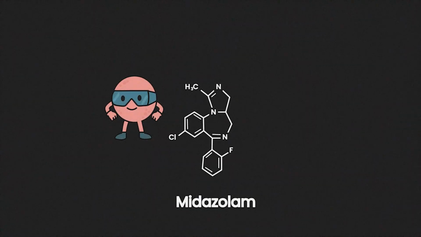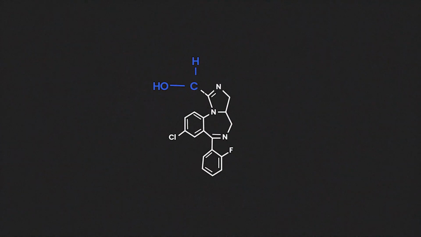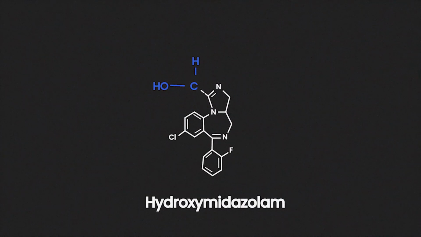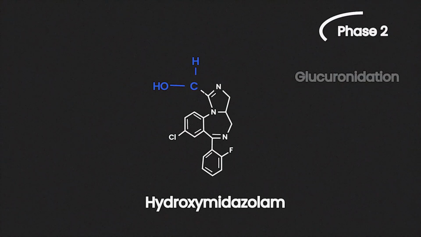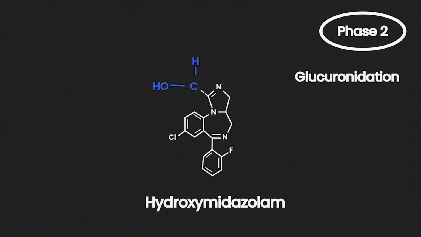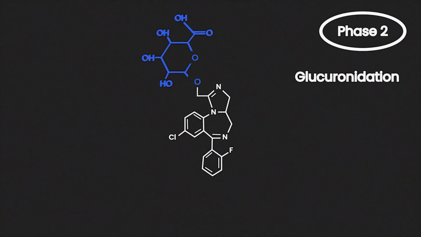Let's look at an example. CYP3A4 metabolizes midazolam through hydroxylation, forming 1-hydroxymidazolam, a more water-soluble metabolite. This chemical change helps the body eliminate it more efficiently. After phase 1, many drugs undergo phase 2 reactions, like glucuronidation, where bulky polar groups are attached to further enhance solubility. Phase 1 prepares the drug. Phase 2 finishes the job.